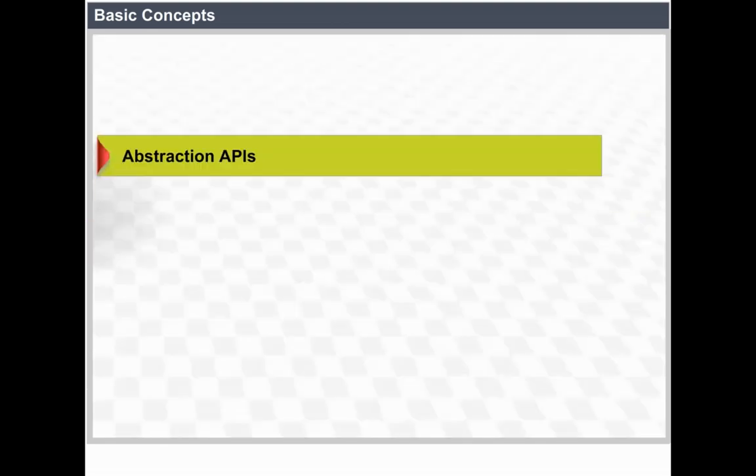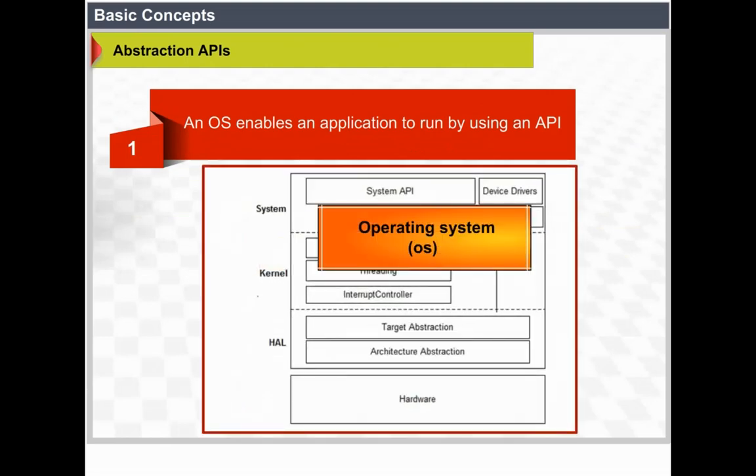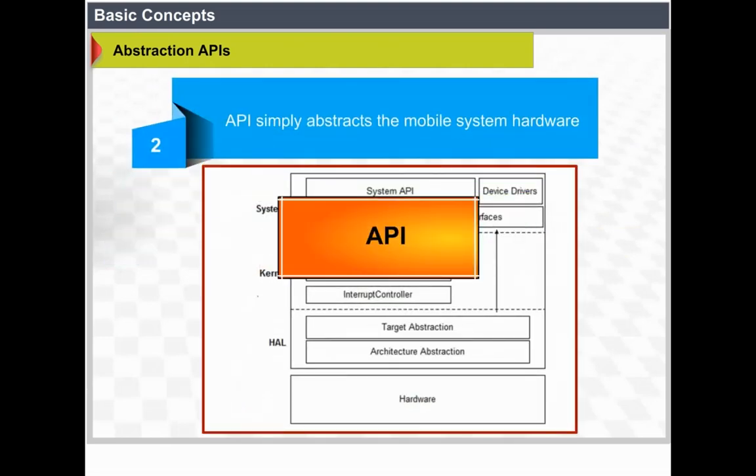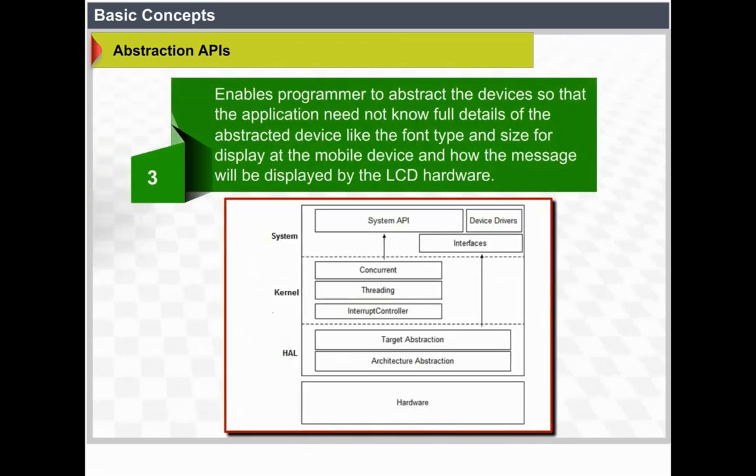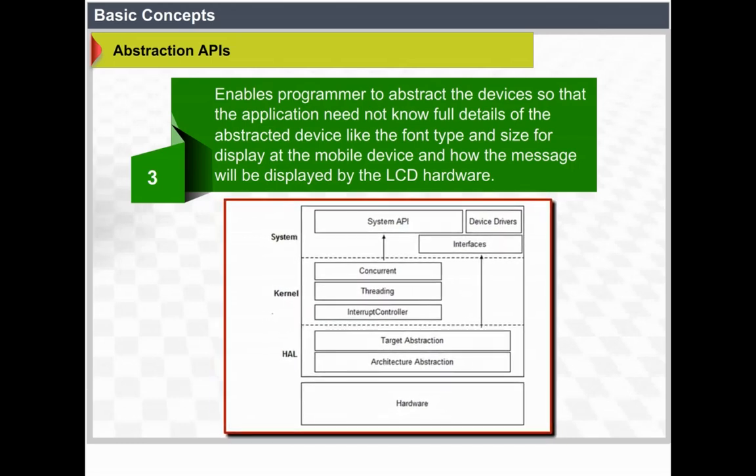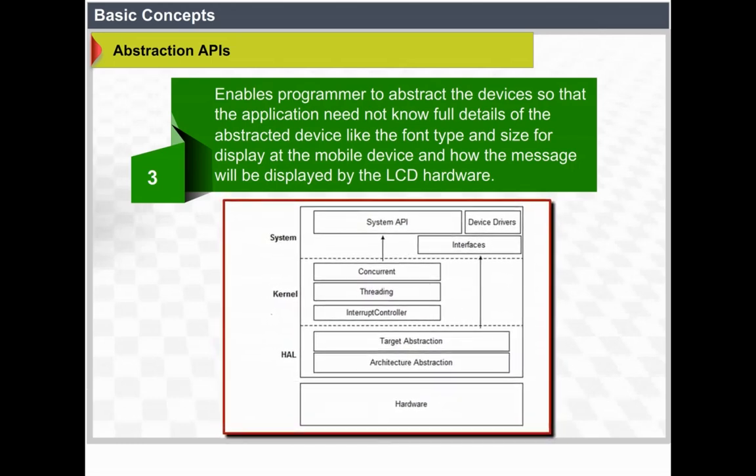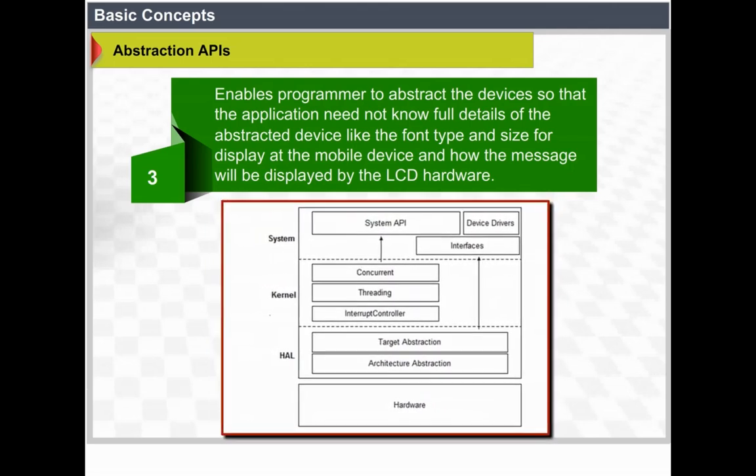Abstraction APIs. An OS enables an application to run using an API. An API simply abstracts the mobile system hardware. It enables the programmer to abstract the devices so that the application need not know full details of the abstracted device, like the font type and size for display at the mobile device and how the message will be displayed by the LCD hardware.